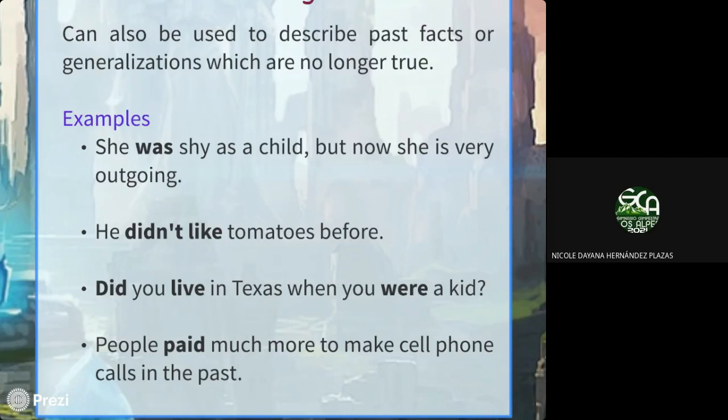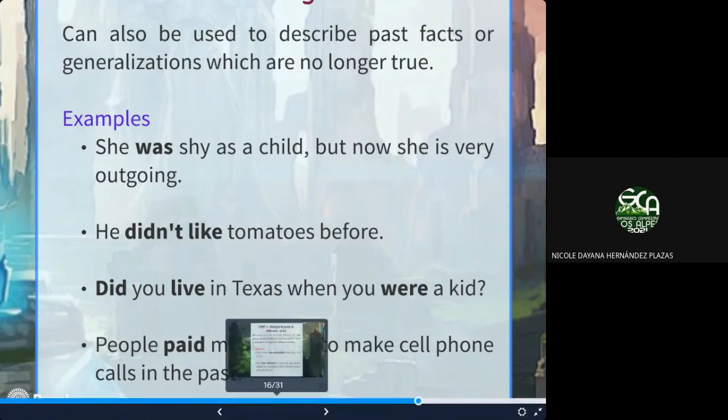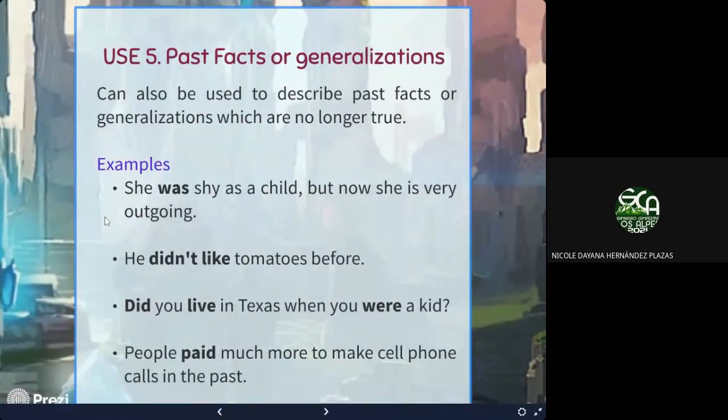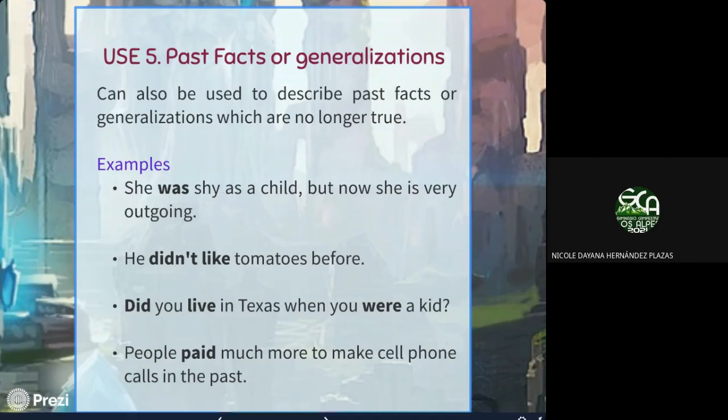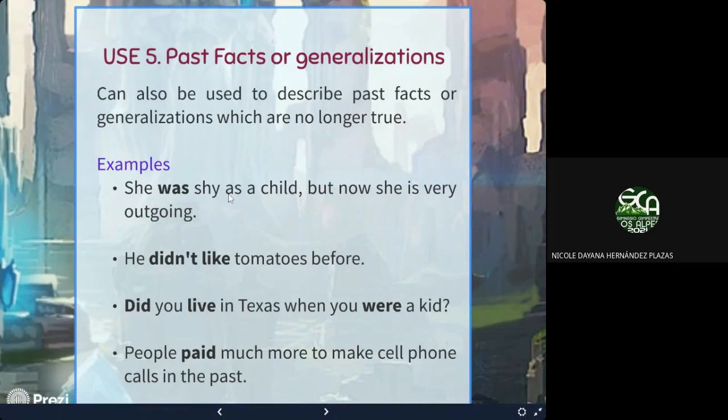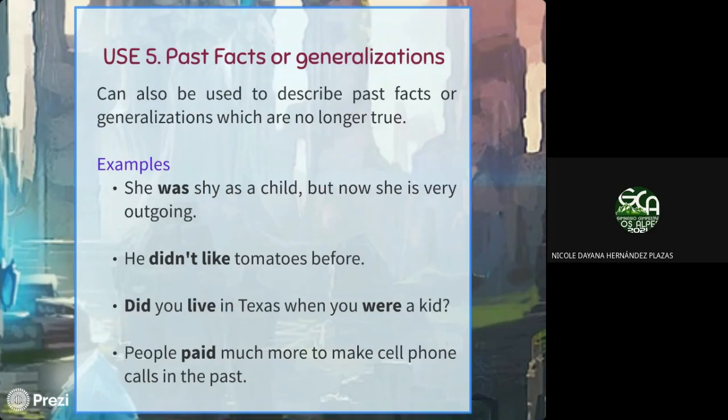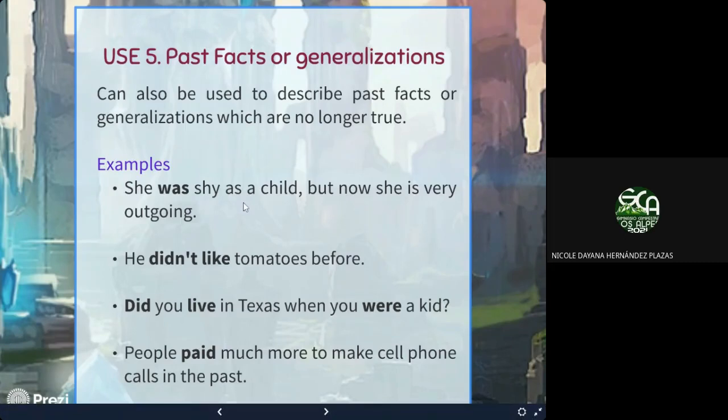Tell me. She was, she as a child. She was shy. ¿Qué pasó con eso? Tímida. Shy is tímido. She was shy. Ella era tímida. She was shy as a child. I know this is like a confusion, but now she is very outgoing.